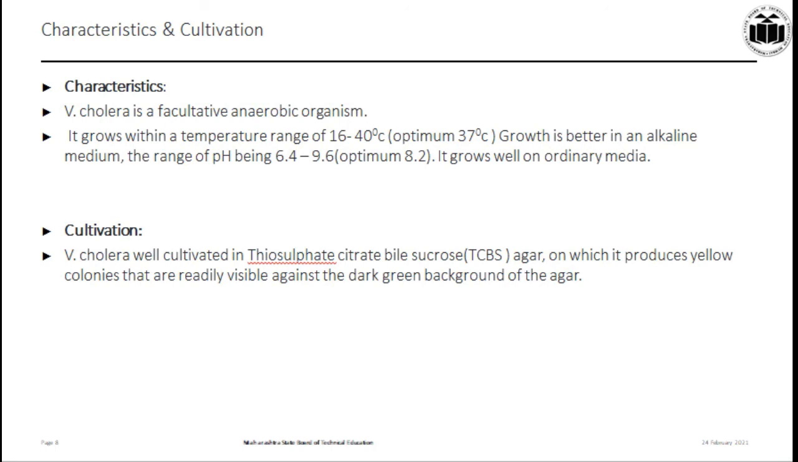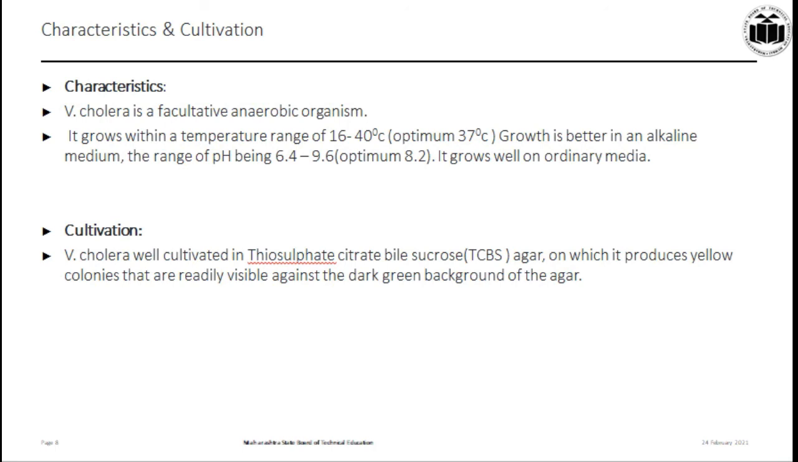So the temperature ranges for the optimum growth is about 16 to 40 degrees Celsius, and maximum growth has been shown at 37 degrees Celsius. They also require alkaline media for maximum growth, and the pH should be 6.4 to 9.6.